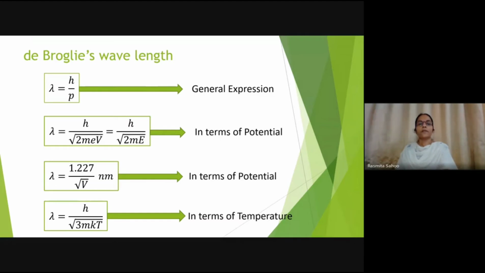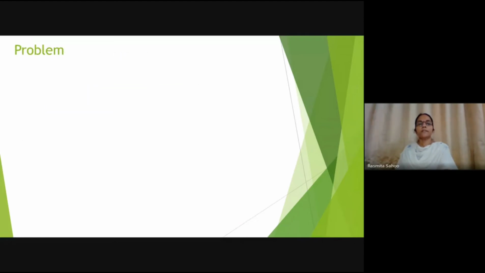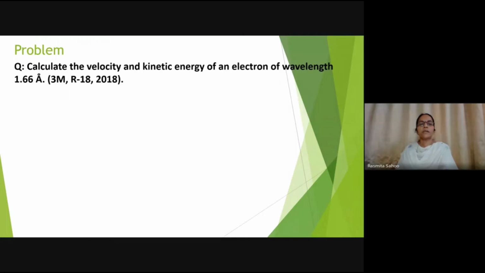Now I will discuss one numerical which came in your JNTU exam in the year 2018. What is the question? Calculate the velocity and kinetic energy of an electron of wavelength 1.66 angstrom. And this question was of 3 marks. And this is for the R18 syllabus. It came in the year 2018.